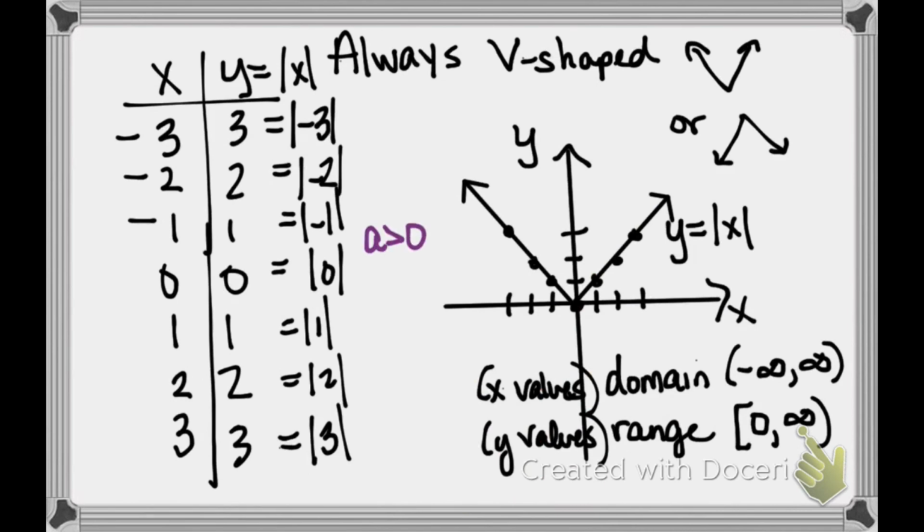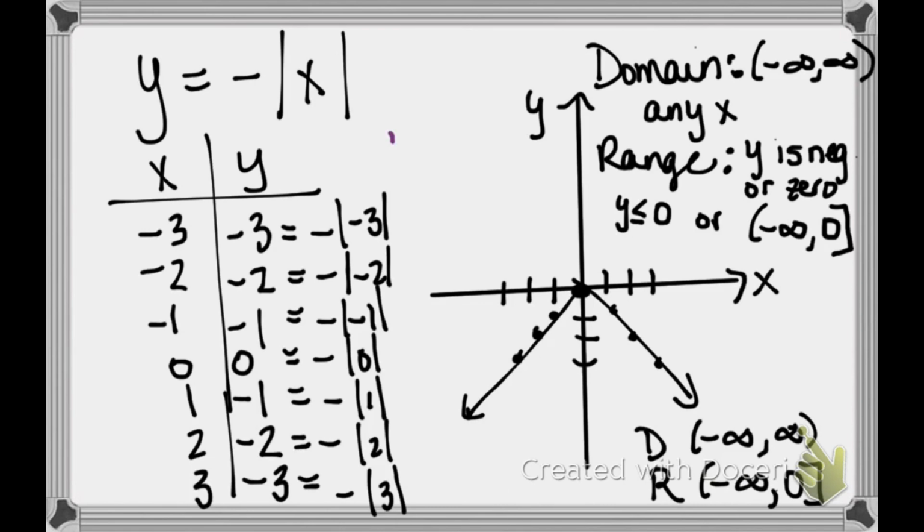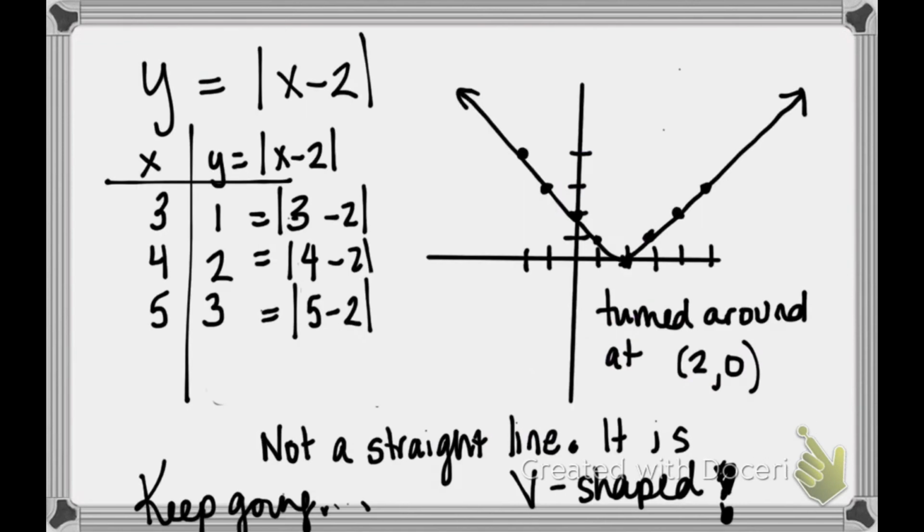So in this one, we have a is positive, right? We have an invisible 1 in front, and therefore it's an upward facing V. Our h, k, well, it's like minus 0 and plus 0. It's not there, so our turnaround point is at 0, 0. Here, again, we have our a is negative because we have a negative out front. It's a downward facing V. And our h, k, again, is 0, 0, which is our turnaround point.